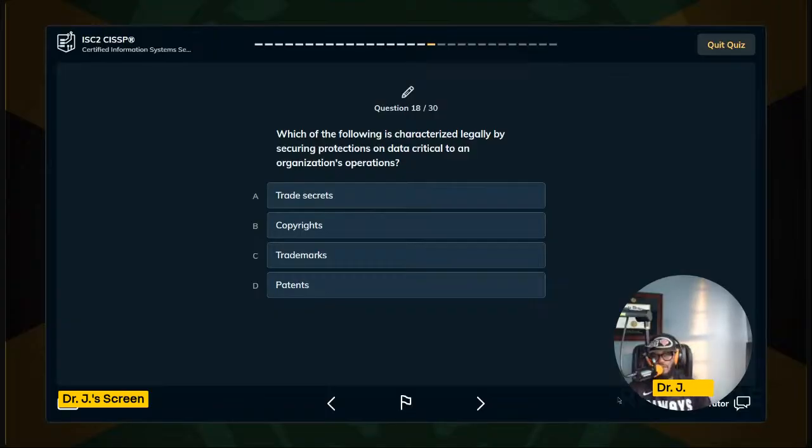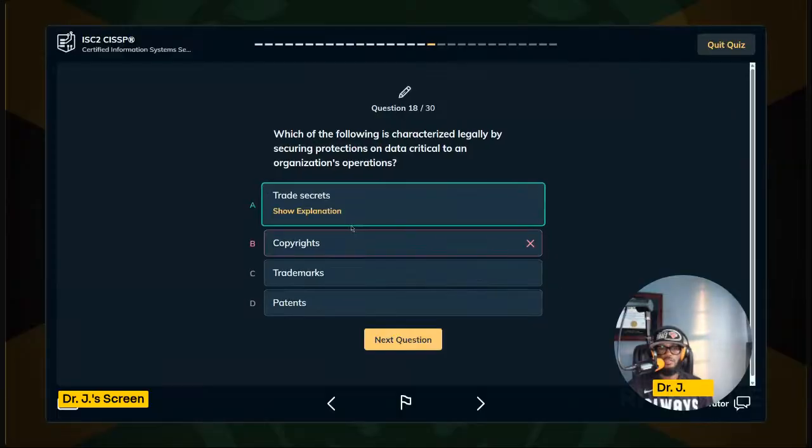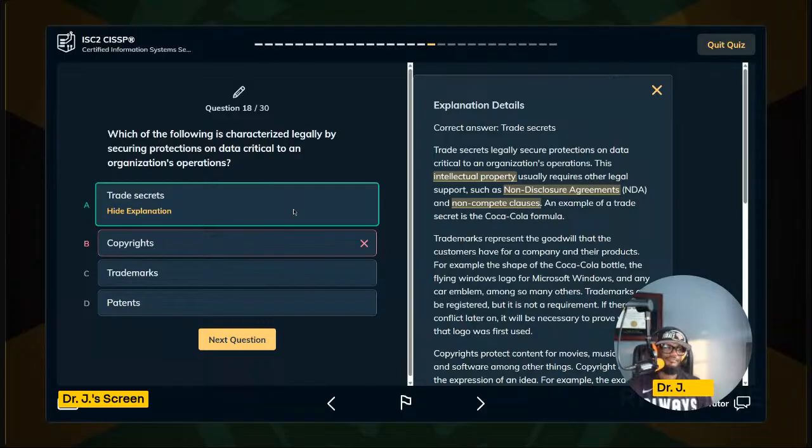All right, which of the following is characterized legally by securing protections on data critical to an organization's operations? I knew I messed up when I picked it too. Yeah, trade secret. Trade secret legally secures protection on data critical to organization operations.